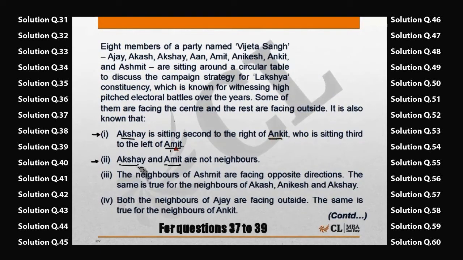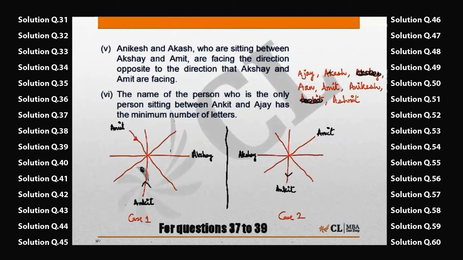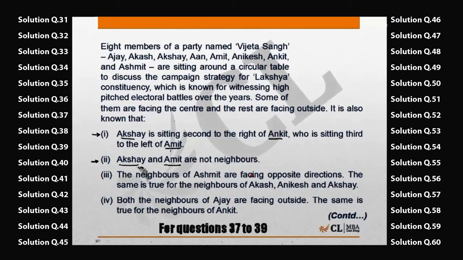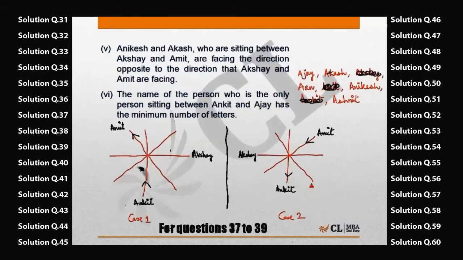Also Ankit is sitting third to the left of Amit. So we can also fix the direction in which Amit is facing. In this case he has to face outside, and in this case he has to face inside. It says the neighbors of Ashmit are facing opposite directions. The same is true for the neighbors of Akash, Anikesh and Akshay. We don't know which direction is which, so we'll leave that condition for the time being.